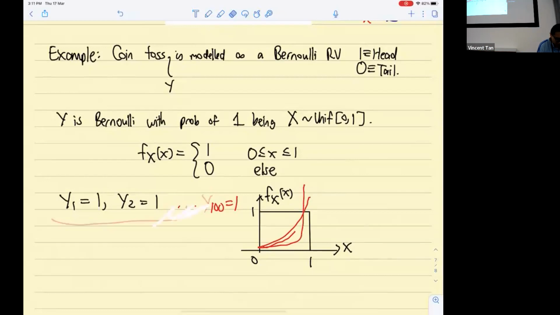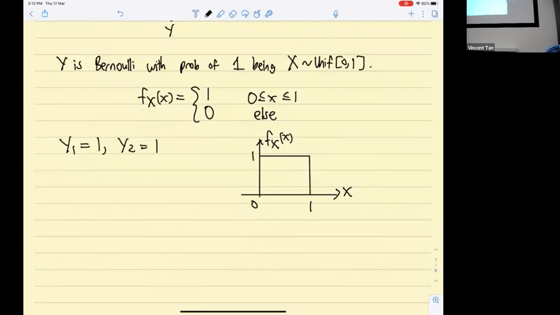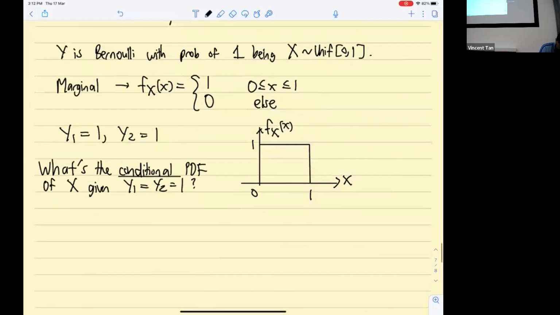So here we are making use of the continuous Bayes rule. Instead of doing too many, I will only do y1 equals 1 and y2 equals 1. Now, first and foremost, if we observe this, what's the conditional? The word conditional is key because the original is the marginal. What's the conditional PDF of x given that y1 is equal to y2 is equal to 1? That biases our belief that x is on the right-hand side. Can we make that precise?